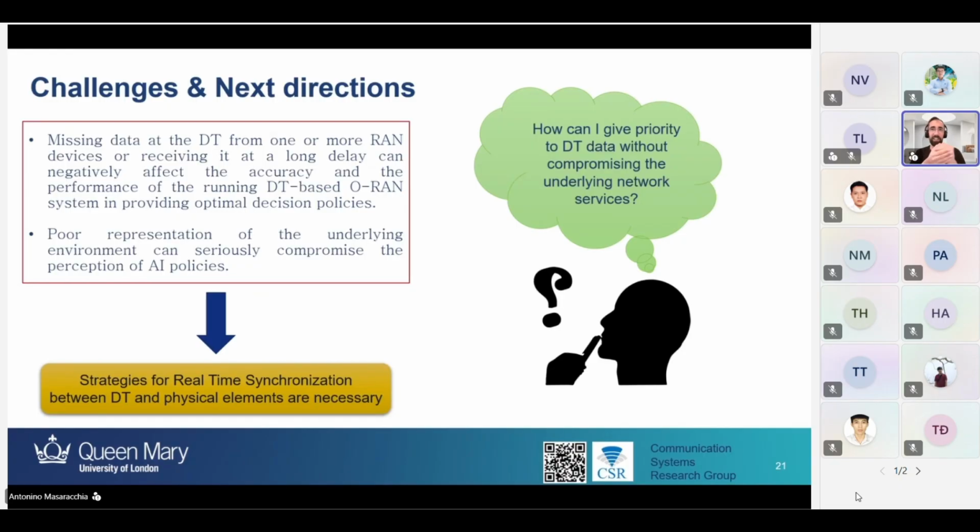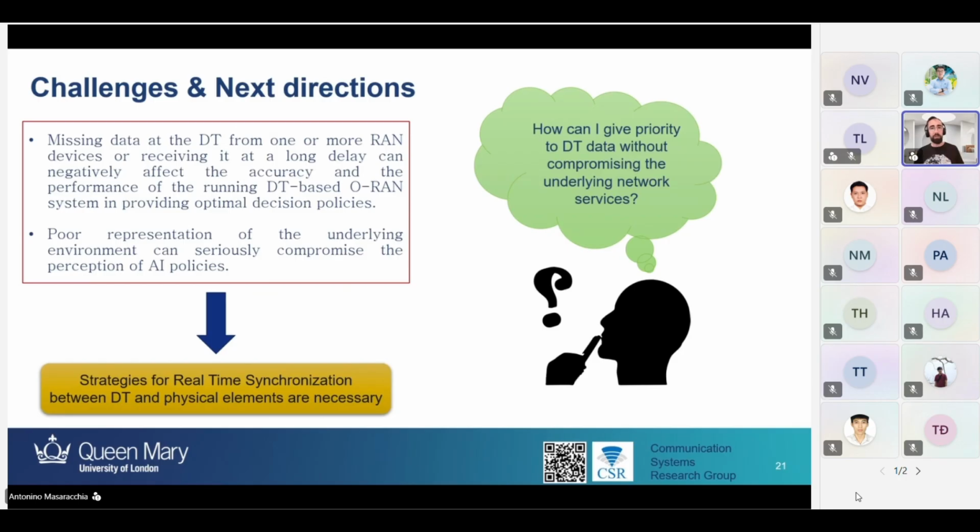But of course, this is a good idea, but it does not come without challenges, which is a bad and good thing, good for us as researchers, because this gives us the opportunity to investigate the possibility to address these issues. So what are the main issues? First of all is the digital twin.